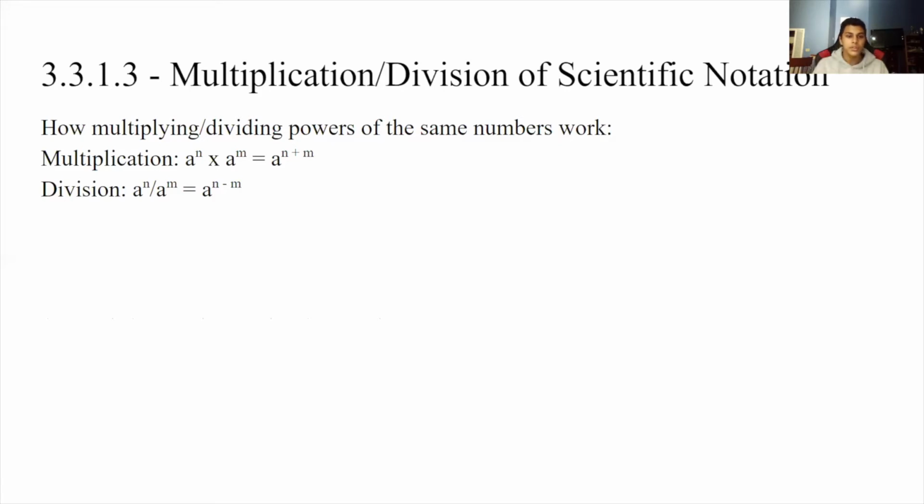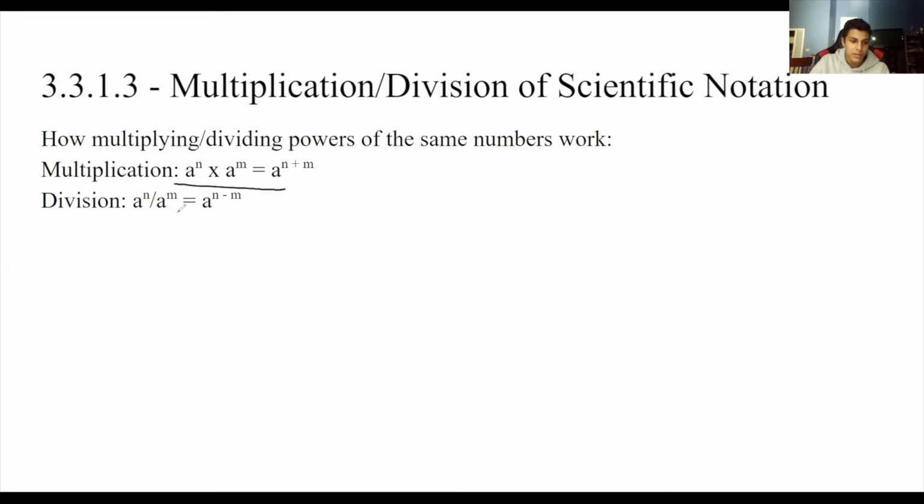So first we're going to talk about how multiplying and dividing different powers of the same numbers work. So if I have the multiplication of a to the power of n and a to the power of m, then my answer is going to be a to the power of n plus m. And if I have the division of a to the power of n and a to the power of m, then my final answer will be a to the power of n minus m. Now that can be a little bit confusing because I have a lot of variables here, a, n, and m, which show up a bunch of times.